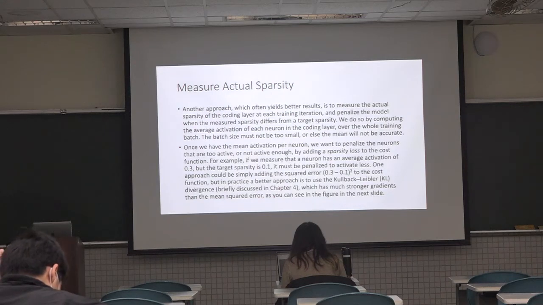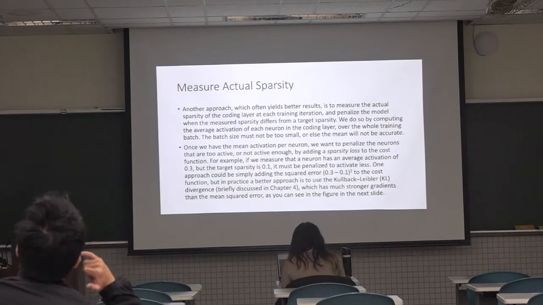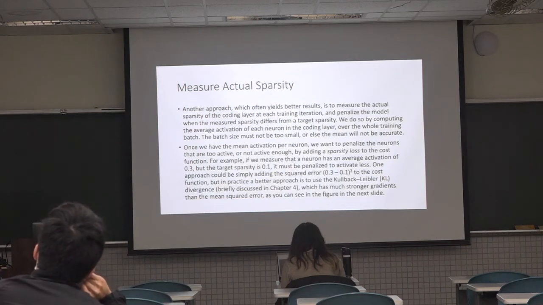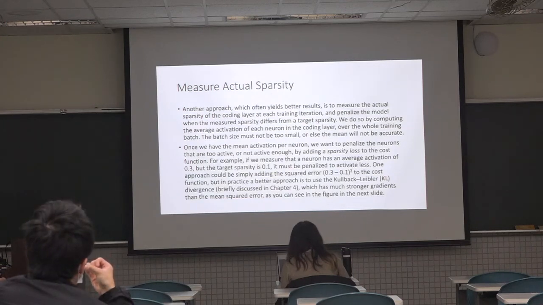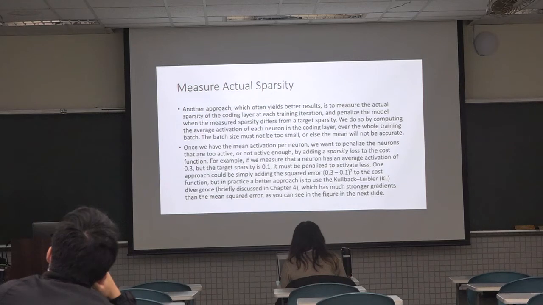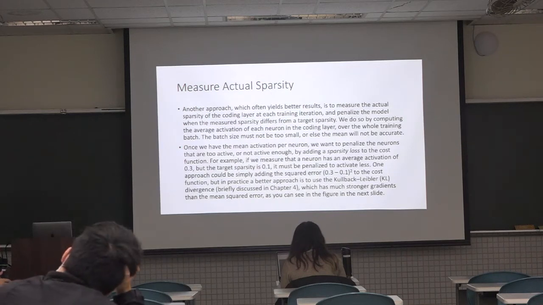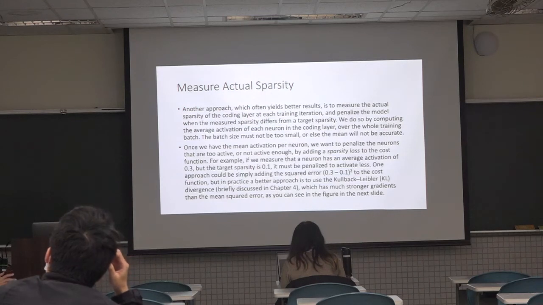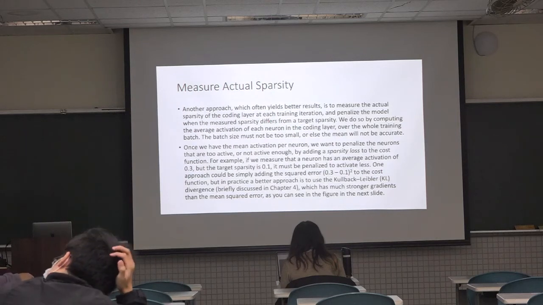This training batch needs to be slightly bigger, so that the computation of the average activation of each neuron is representative. Otherwise, if the batch is too small, each neuron's average activation may not be very accurate, and may not be very representative. So the batch size must not be too small, or else the mean will not be accurate.